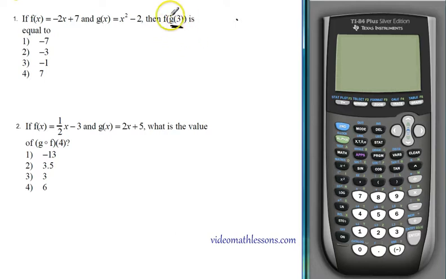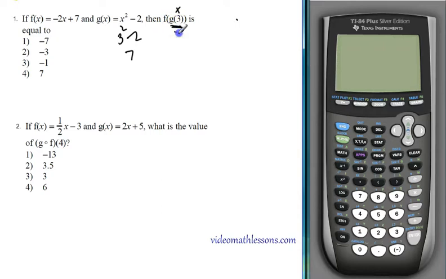So what's going to happen here is I'm going to start with g of 3. This is the x value. You plug in the 3 as x into the g function. So I have 3 squared minus 2. Well, 9 minus 2 is going to be a 7.